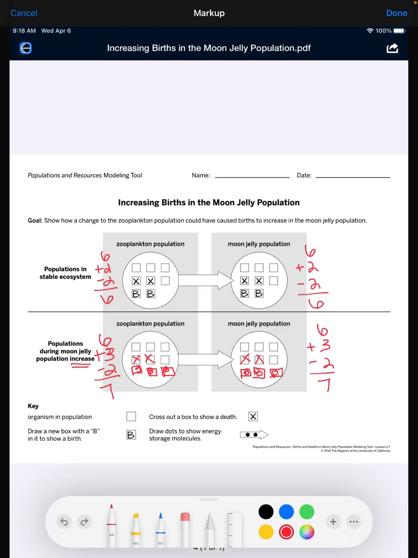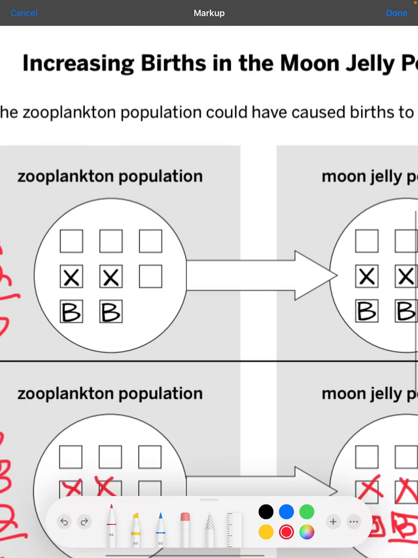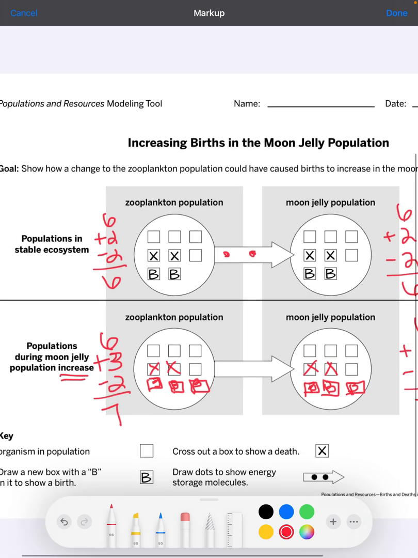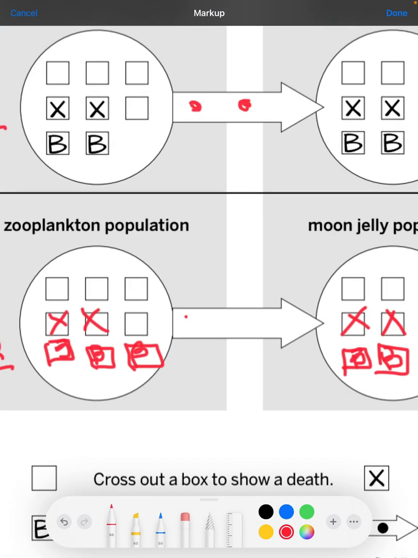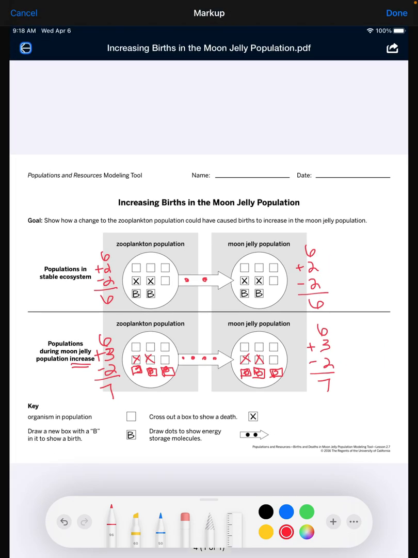So in a population when it's stable, I'm just going to put 2 little dots here, okay? So we have just a certain amount of ESMs that are going through. But if my zooplankton increases and therefore my moon jellies increase, that's because more ESMs are being transferred through. So when we look at this model, it's really easy for us to see why the moon jelly population would increase. And that's the point of this model.